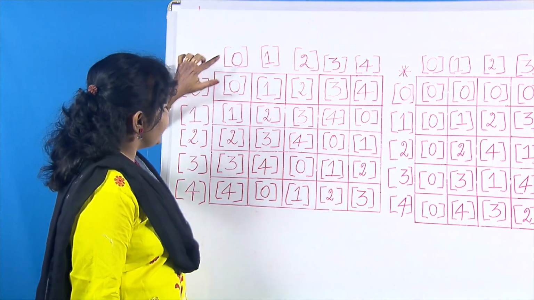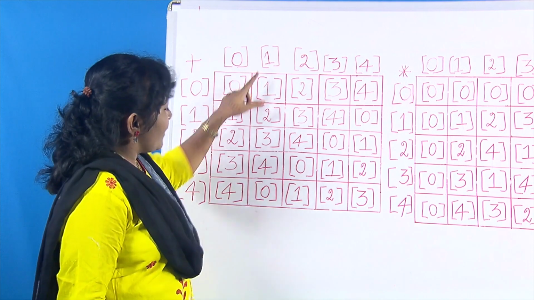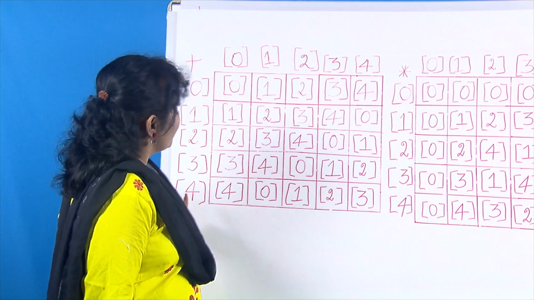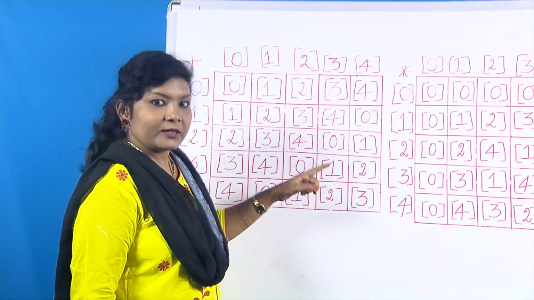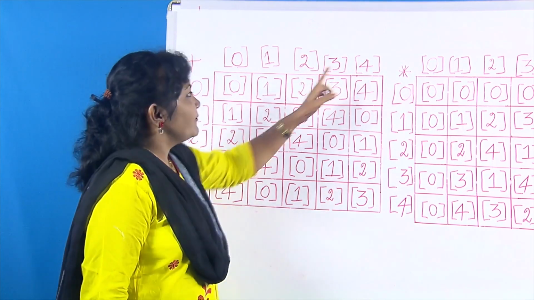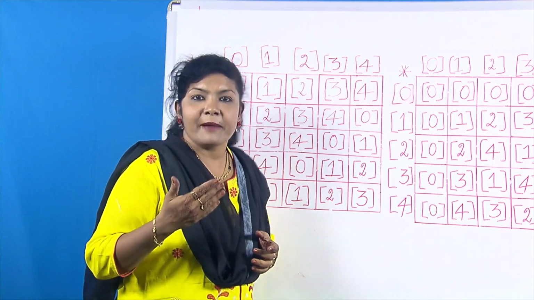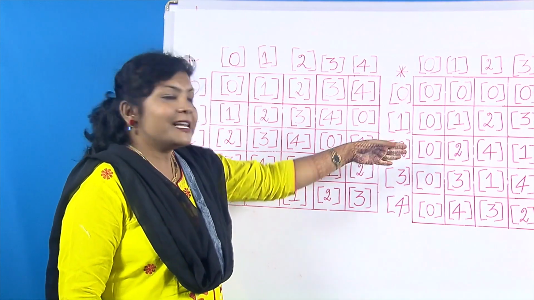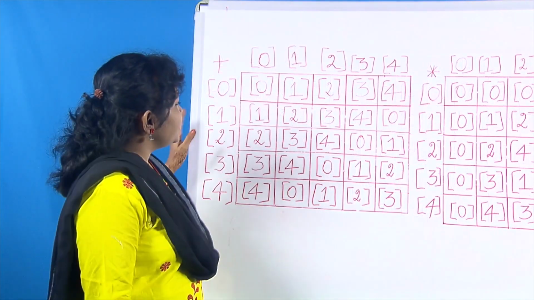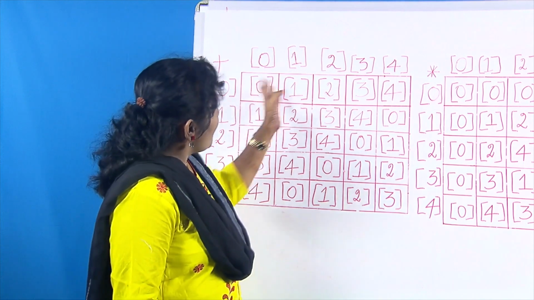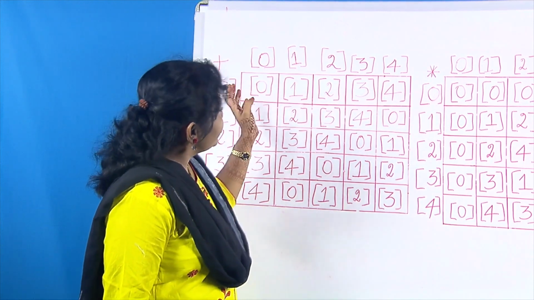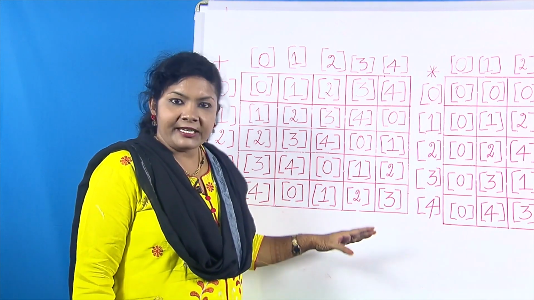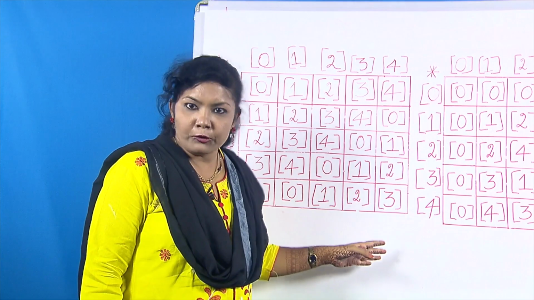Next, 4 plus 0 is equal to 4, 4 plus 1 is equal to 5, like 0 here, 4 plus 2 is equal to 1 like here, 4 plus 3 is equal to 7, so the remainder is 2, and 4 plus 4 is equal to 8, 8 divided by 5, the remainder is 3, we have put 3 here. Next we see the multiplication table. See this table, row wise and column wise, all the elements are distinct. So, Z5 under addition forms an abelian group.